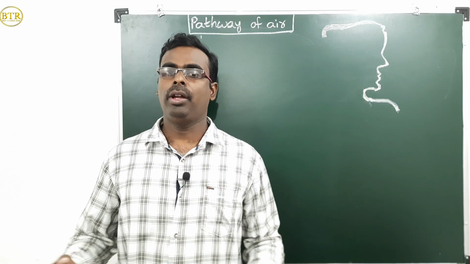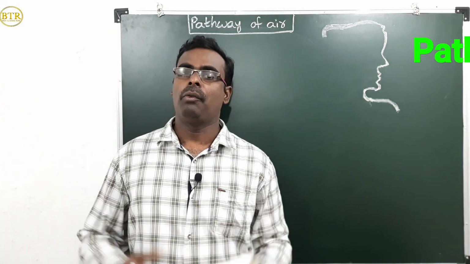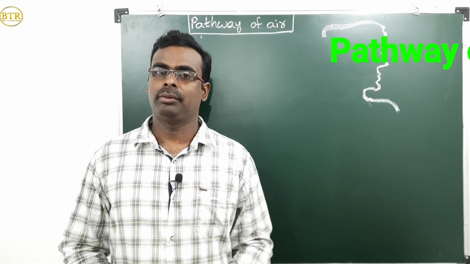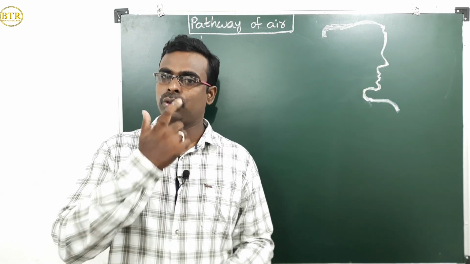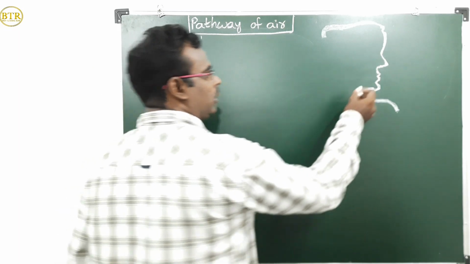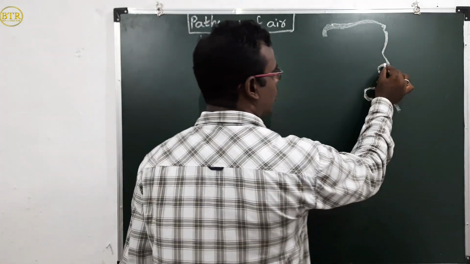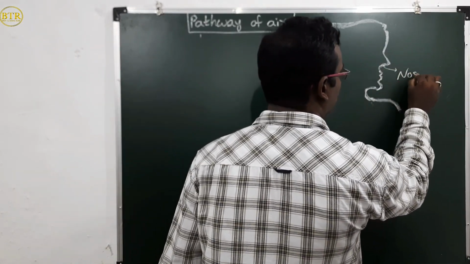Hello children, today we will discuss the pathway of air. What is the pathway of air from nostril to alveolus? Let us study. If you observe the nose, you see two holes. These holes are called nostrils. This is the nose, and these are the openings of the nose, called nostrils.